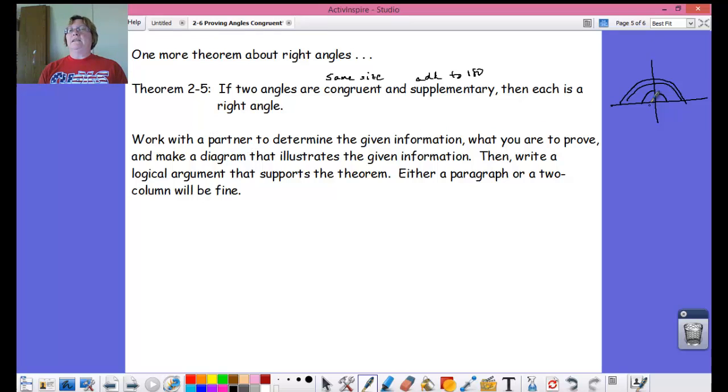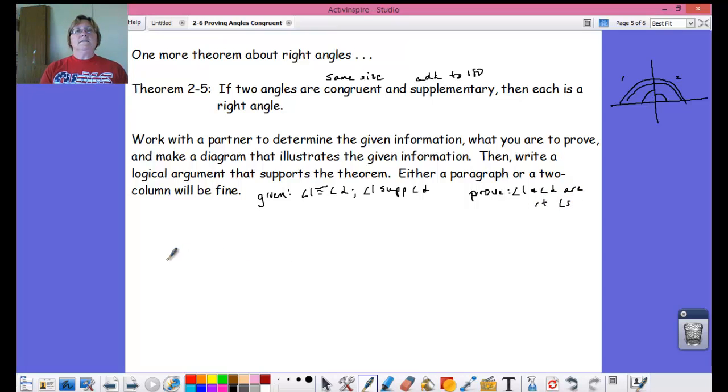Let's determine what we're given here. Two angles. We should probably give them a name. I'm going to call this one angle 1 and this one angle 2. They are congruent and they add up to 180. What we're supposed to prove is that they must be right angles. So let's jot down the given information. We're given angle 1 is congruent to angle 2 and angle 1 is supplementary to angle 2. That's our given information. What we have to prove, angle 1 and angle 2 are right angles.